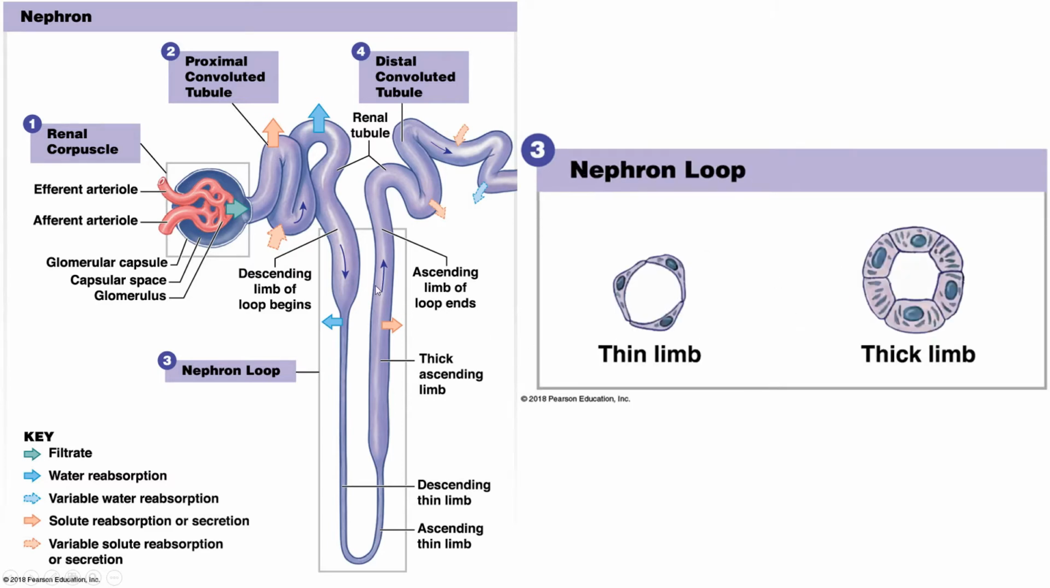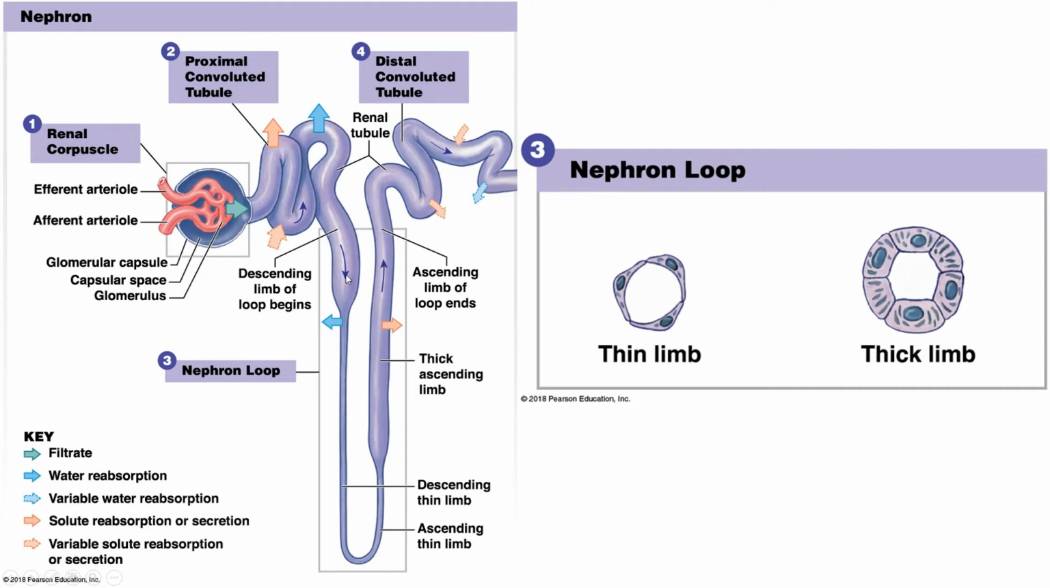So then we're going to look at the nephron loop, which is also known as the loop of Henle, which is the next segment that the filtrate enters, and only part of the renal tubule will dip into the medulla. So this is the only part that actually extends into the renal medulla. You have a descending limb, which goes down, and an ascending limb, which comes up.